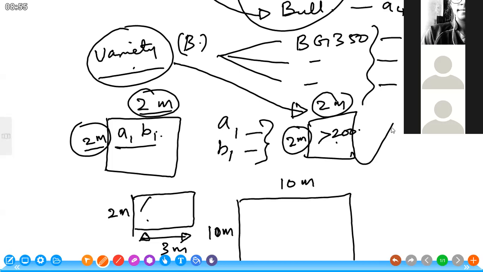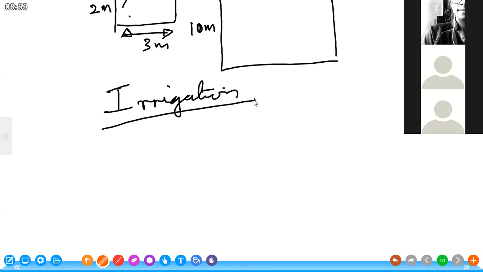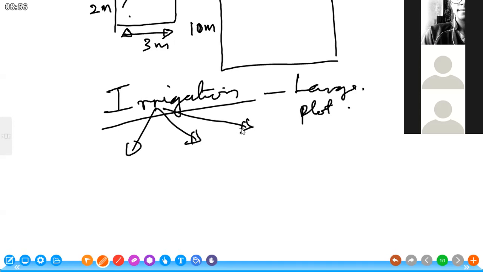That is one example. Second example, irrigation. Irrigation needs a large plot. Why? For example, I take irrigation methods. We have different irrigation methods, right? Sprinkler, then drip, basin, or whatever it is.